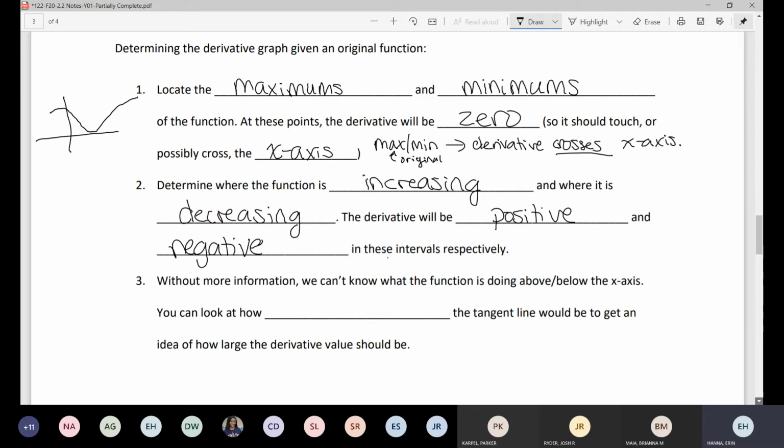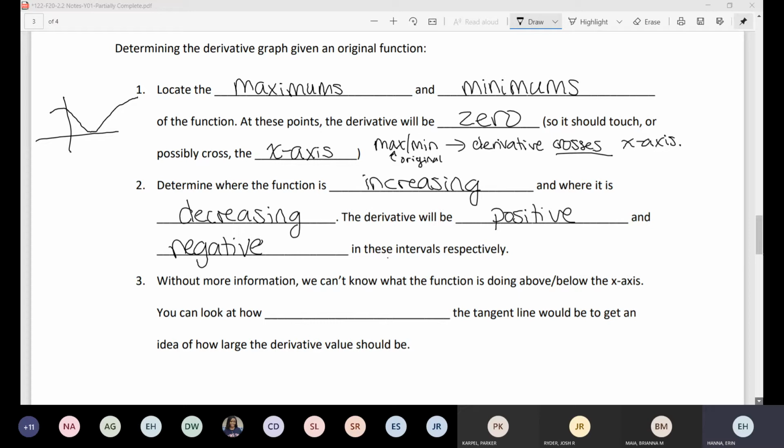Those two will solve it 99% of the time. And in terms of the ones we will look at, 100% of the time. But in general, sometimes you might need a tiny bit more information. If you wanted a tiny bit more information, because essentially without any more information, we don't know what it's doing above or below the x-axis. We just know that it's above or below. We don't know exactly what it's doing.